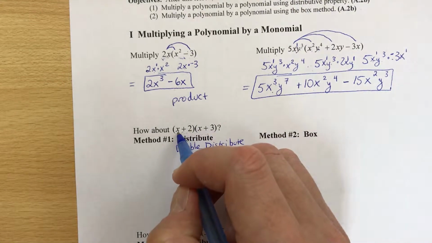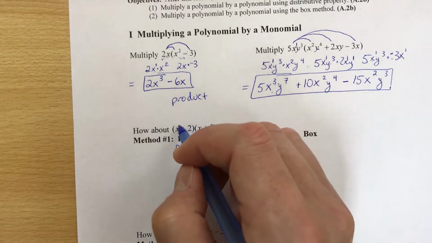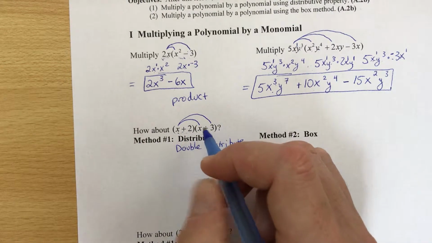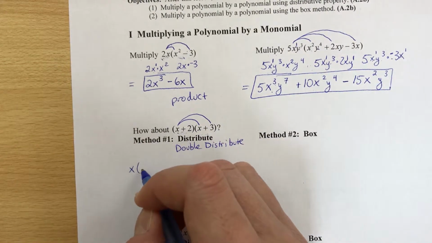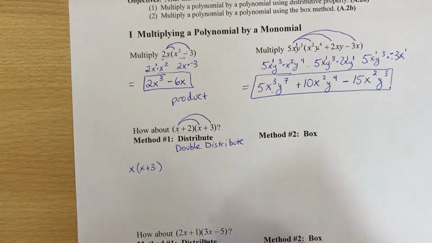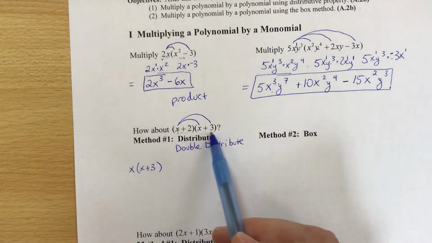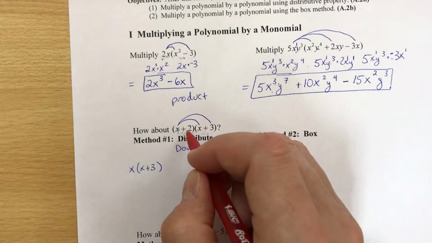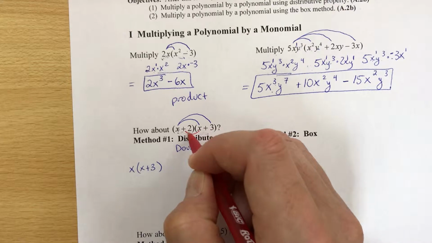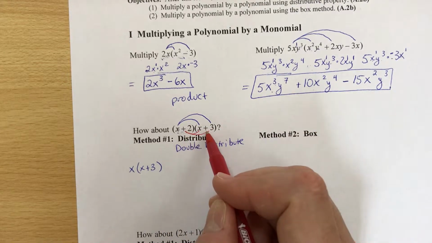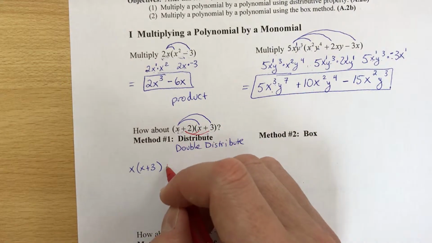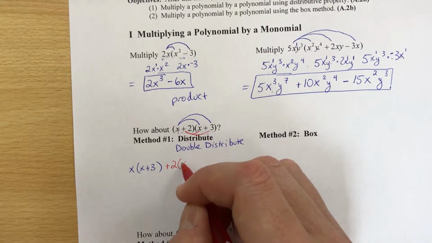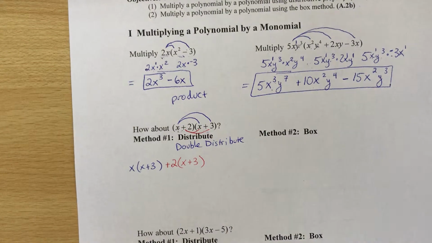I'm going to take the first term, which is x, and distribute it to the second set of parentheses. So I'm going to do x times x plus 3. So this x times this whole thing. Then we're going to take positive 2 and also distribute. I'll draw it underneath my arcs here. Positive 2, that's a plus 2, times the second parentheses, x plus 3.